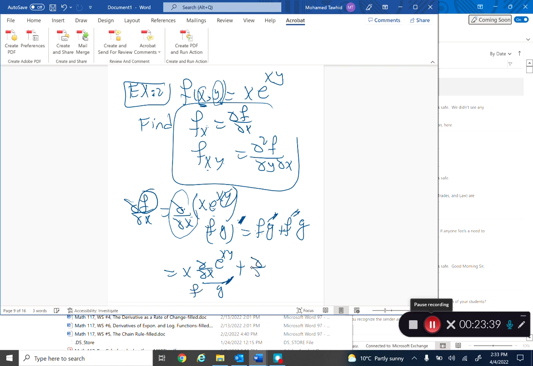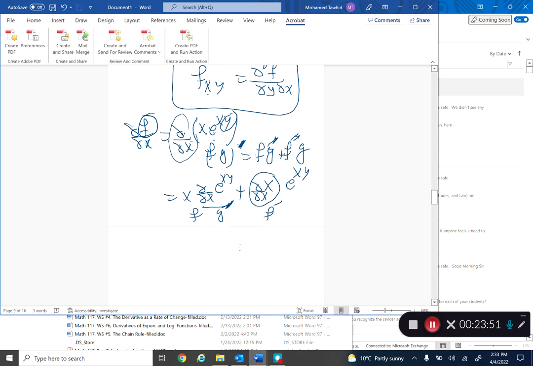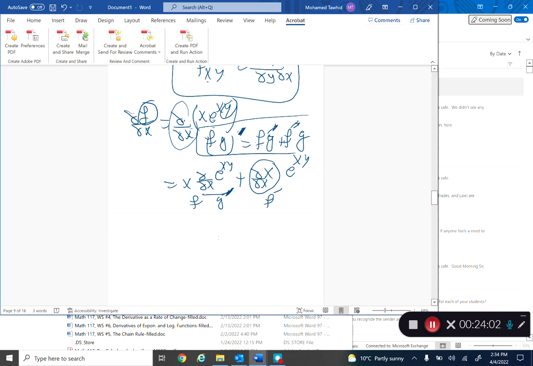What is f prime? The derivative with respect to x of x. And g is e to the power xy. So you can apply the product rule here, but keep in mind your prime here is the partial derivative with respect to x, because that is the question. Now what is dx by dx? It is 1. So dx by dx here is 1, and I have the rest left.